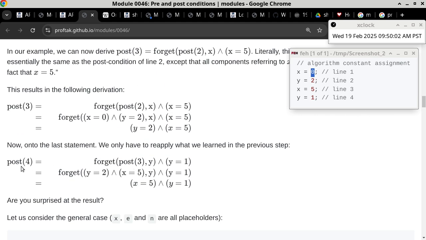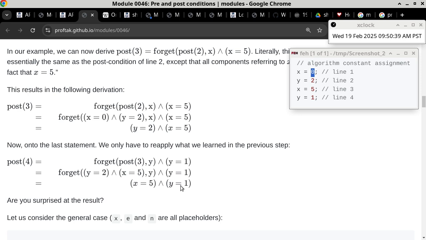Then we also have to say that post 4 is the forget of post 3 y, which means whatever mentions y in post 3, forget it, which is this portion here. But we also know that y gets a new value of 1, so we have to say and y equals 1. So after we substitute post 3 with what we had here, then we apply the forget operation. This mentions y, so it has to be forgotten. So x equals 5 is the only portion that remains from post 3. And then we use a conjunction to say and y equals 1.